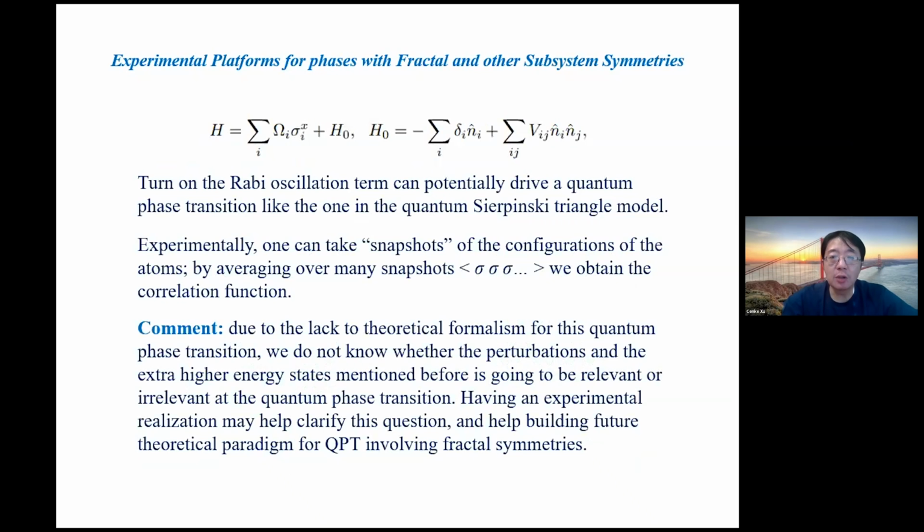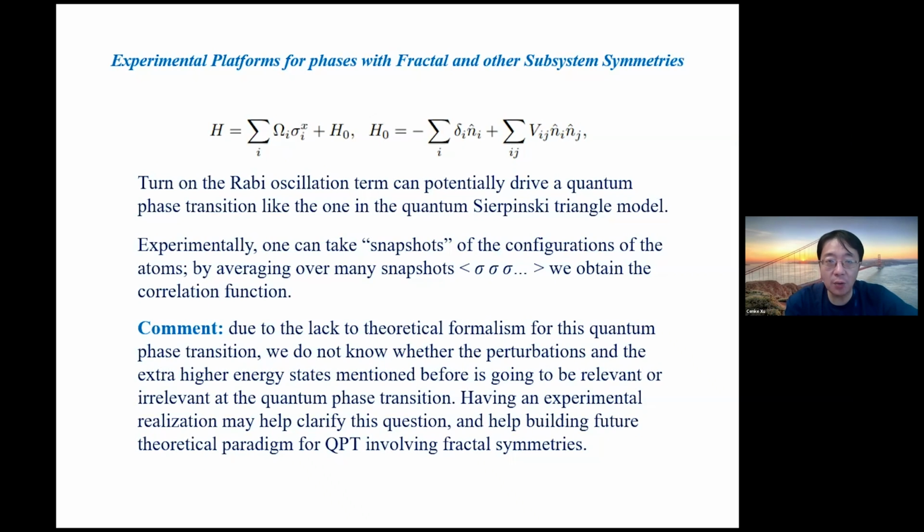So what else can we measure? For example, we can turn on the Rabi oscillation term. As I said, we can drive the tunneling or transition between the ground state of the atom and the excited state of the atom. Just like the quantum Sierpinski triangle model, turning on this term can likely drive a quantum phase transition between the ordered phase, which spontaneously breaks the fractal symmetry, and a disordered state, which restores the symmetry.